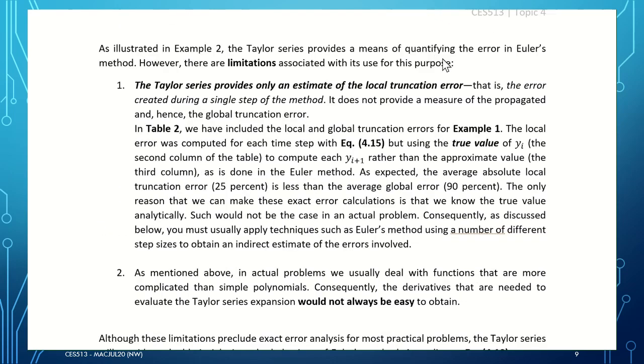Okay, as illustrated previously, the Taylor series provides a means of quantifying the error in Euler's method. However, there are limitations associated with its use for this purpose. The first one is that the Taylor series provides only an estimate of the local truncation error, that is, the error created during a single step of the method. It does not provide any propagated or global truncation error.